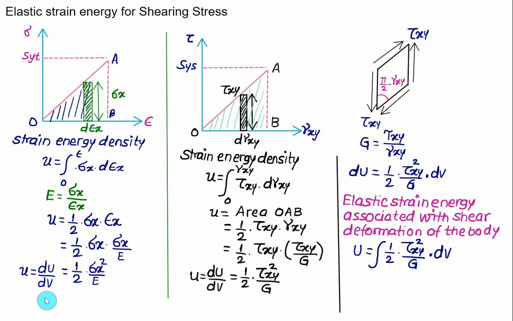This expression is almost the same as the expression that we obtained in the case of uniaxial normal stress. That is, the total strain energy U is equal to the integral of 1/2 multiplied by sigma x squared divided by Young's modulus E, multiplied by dV. So both these equations are identical. One is used for normal stress, the other is used for shear stress.